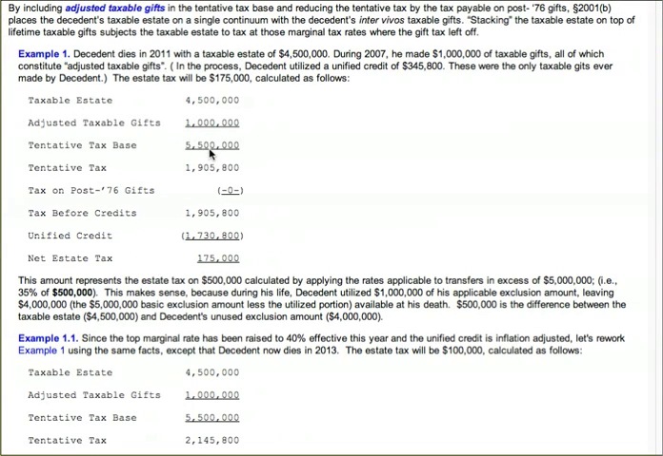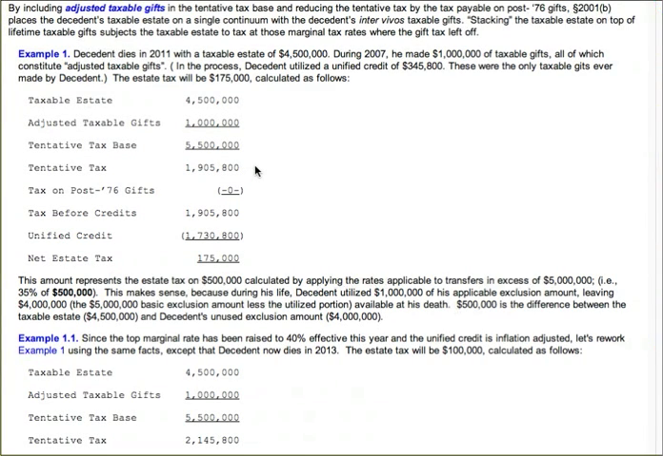estate tax. Adding those two amounts together, we come up with a tentative tax base that's going to be used to compute the tentative tax on the estate prior to any credits or other adjustments, say for instance on the tax on post-76 gifts. The way you arrive in this example at the $1,905,800 tentative tax, based on a decedent dying in 2011, is we're going to be working with a 35% top marginal bracket because that decedent died in 2011. Remember, if the decedent died in 2013, it would be 40%.